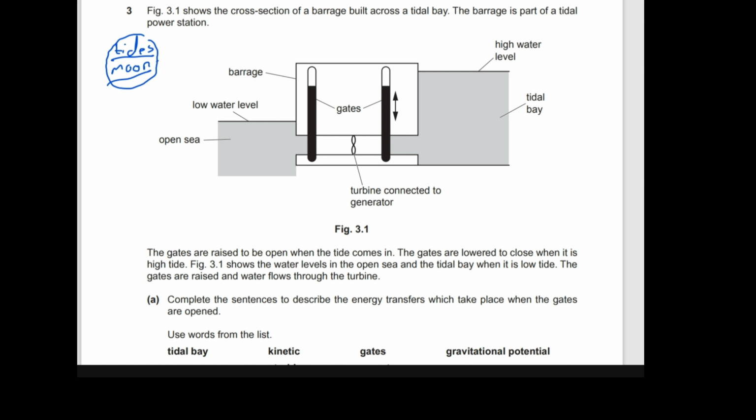It shows the cross section of a barrage. The gates are raised to be open when the tide comes in. The gates are lowered to close when it is high tide. Fig 3.1 shows the water level in the open sea and the tidal bay when it is low tide. The gates are raised and water flows through the turbine.